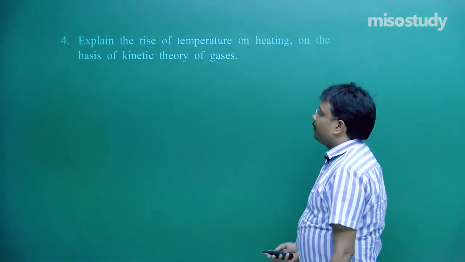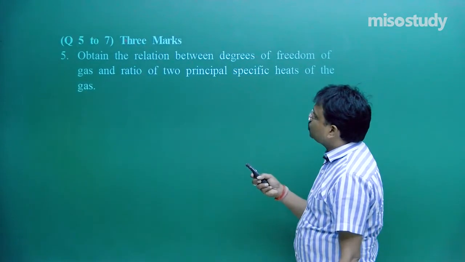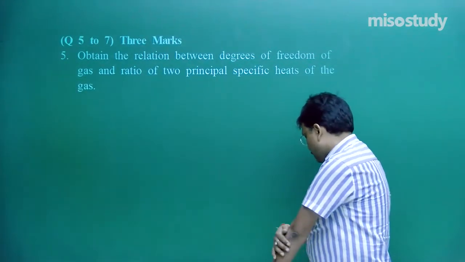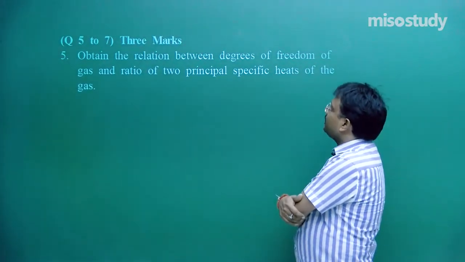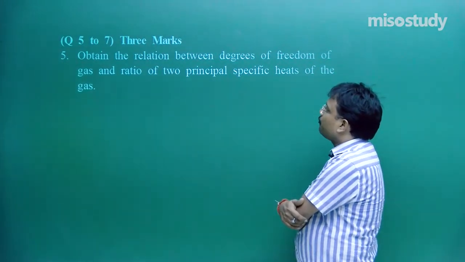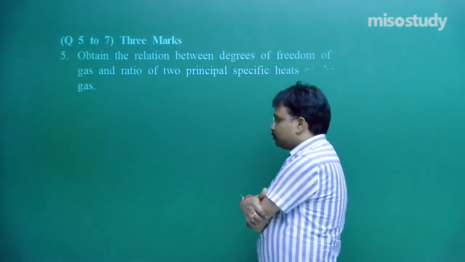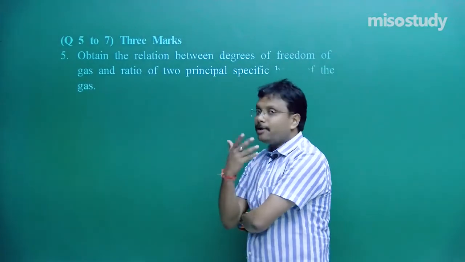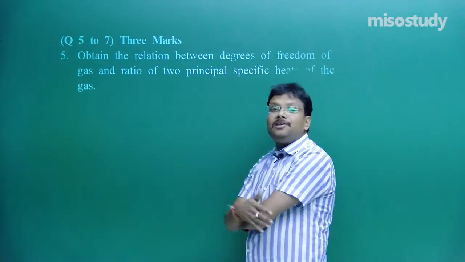Then comes question number 5. And over here an important aspect is the category change: 3 marks. Fine. Over here, what exactly is the problem? Obtain the relation between degrees of freedom of a gas and the ratio of the two principal specific heats of the gas. Now this question is basically to check how comfortable you are, how efficient you are in deriving these results.